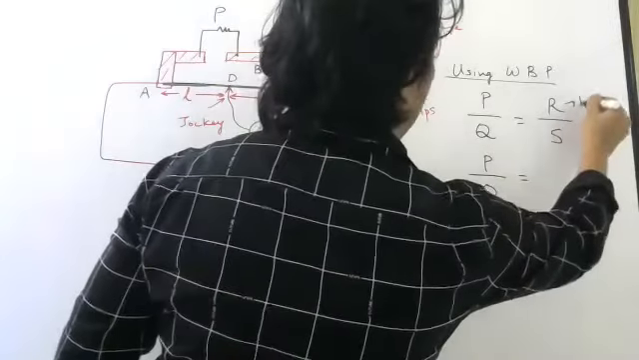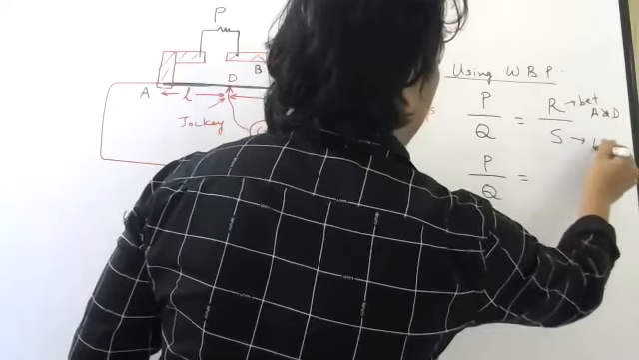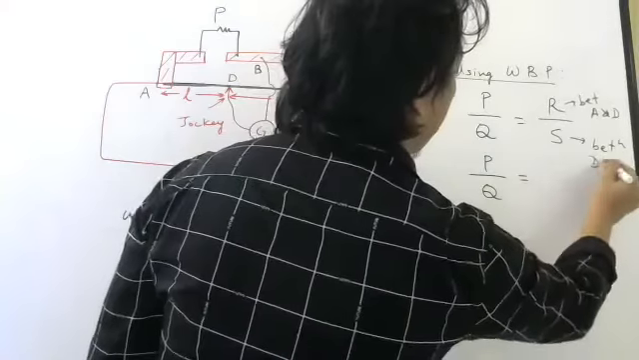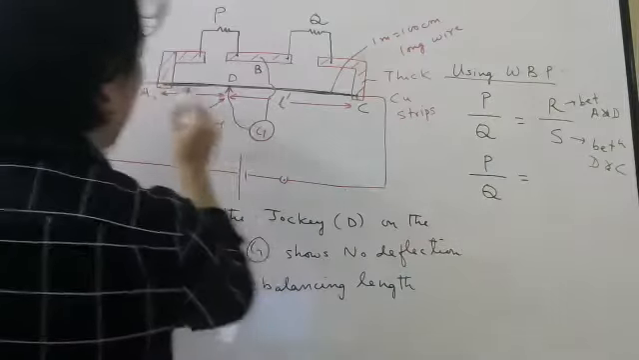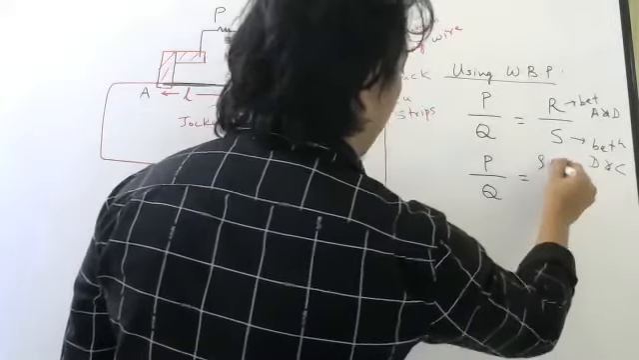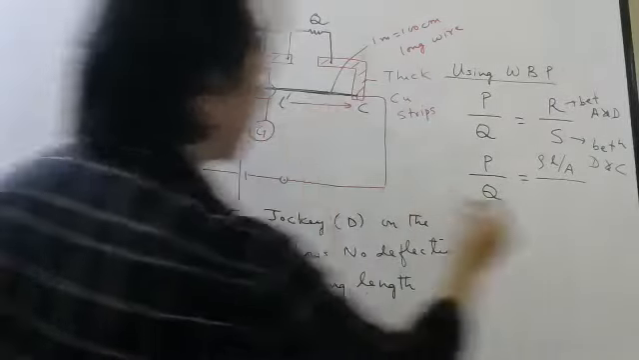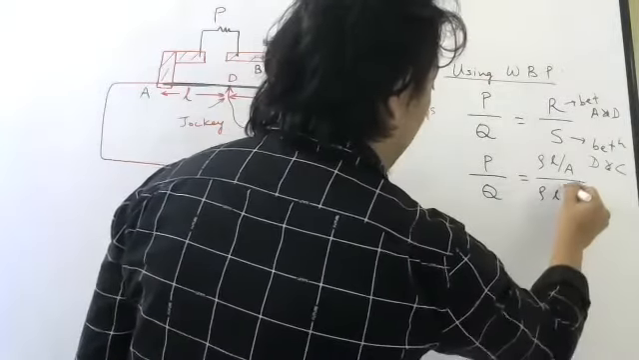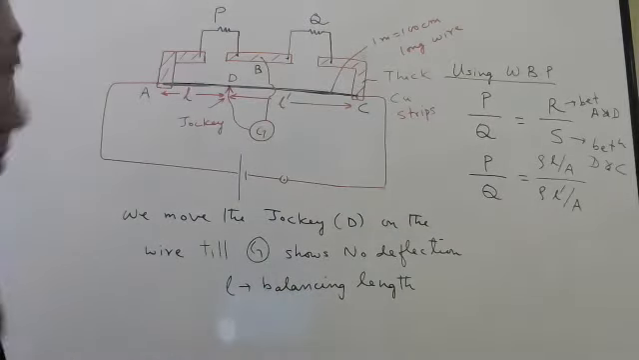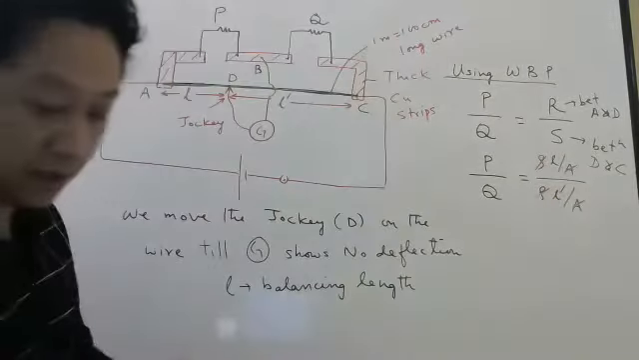This is between A and D. This is between D and C. And since this wire is uniform, I can write the resistance as rho L by A for this part. And for this part, same, rho L dash by same A. So same area and same resistivity. So rho cancels, A cancels.